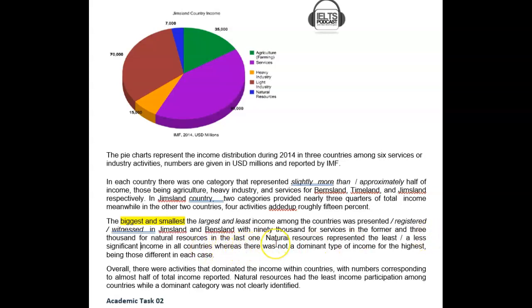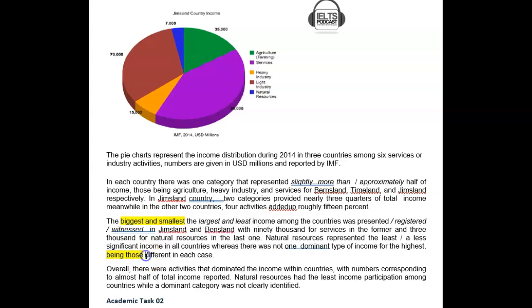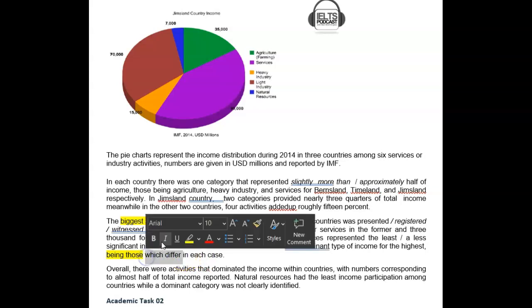Whereas there was not. Whereas there was not one. I think you have to put not one dominant type for the highest, being those different. Again those being, but you've had those being already, so why don't you use a relative clause which differ as a verb in each case? Okay, that would be quite tidy going into a relative clause there.